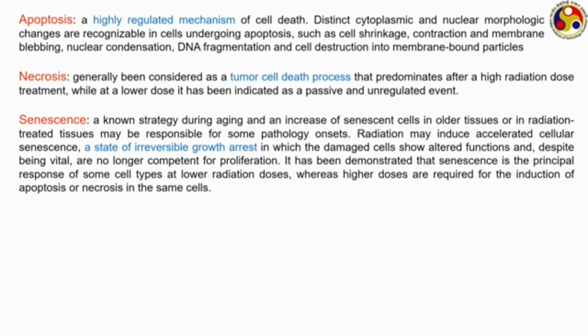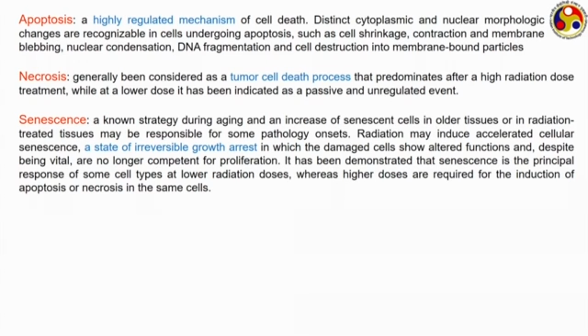So, necrosis generally is the primary mechanism there which leads to the cell killing. Then senescence is a known strategy during aging, and an increase of senescent cells in older tissues or in radiation treated tissues may be responsible for some pathological onset. Radiation may induce accelerated cellular senescence, a state of irreversible growth arrest in which the damaged cells show altered functions and, despite being vital, are no longer competent for proliferation. So, the cell is not able to grow any further and also not able to divide any further.